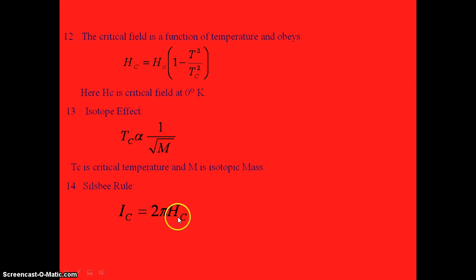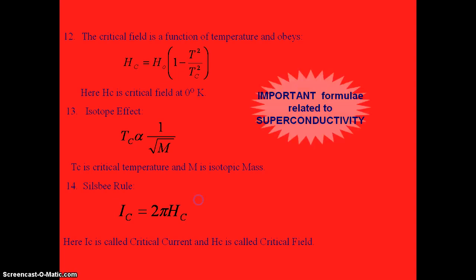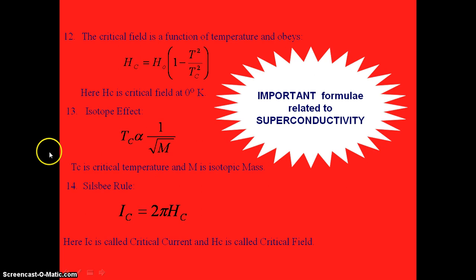Next formula is for isotope effect, that is critical temperature is proportional to 1 by root m, right? So here Tc is the critical temperature and m is the isotopic mass, right? Next formula is for Silsbee rule. Here for Silsbee rule, Ic is equal to 2 pi r into Hc. Here Ic is the critical current and Hc is called critical field. These are some of the important formulas related to superconductivity, right?